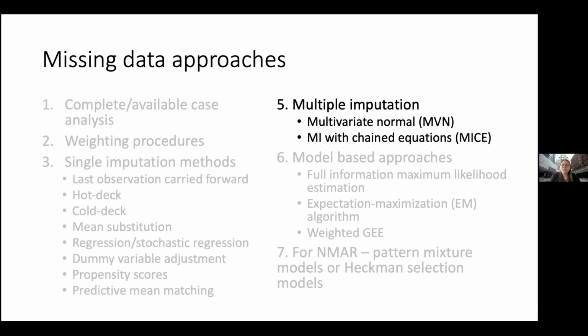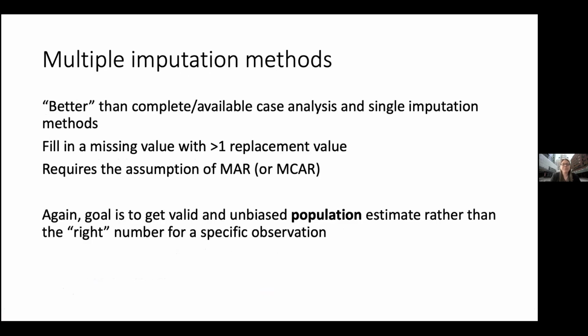Okay, those were the single imputation methods. Now we're going to jump into multiple imputation, which really is becoming the gold standard for how we handle missing data. It's considered a better approach than complete or available case analysis and single imputation methods. Basically, as it sounds, in multiple imputation we're filling in the missing value with more than one replacement value, so two or more. And all of these methods for multiple imputation, again, require the assumption of MAR or MCAR.